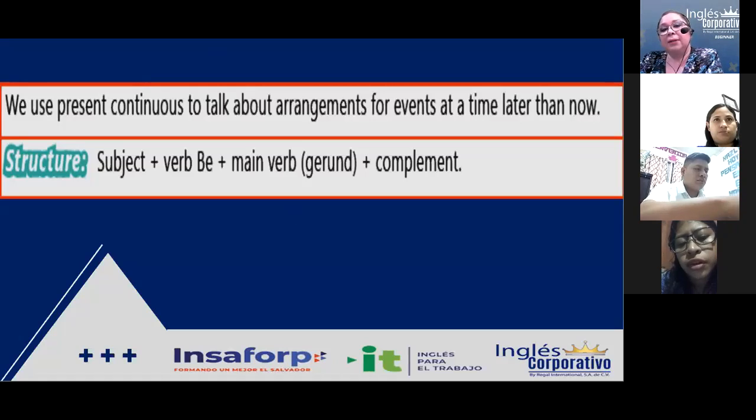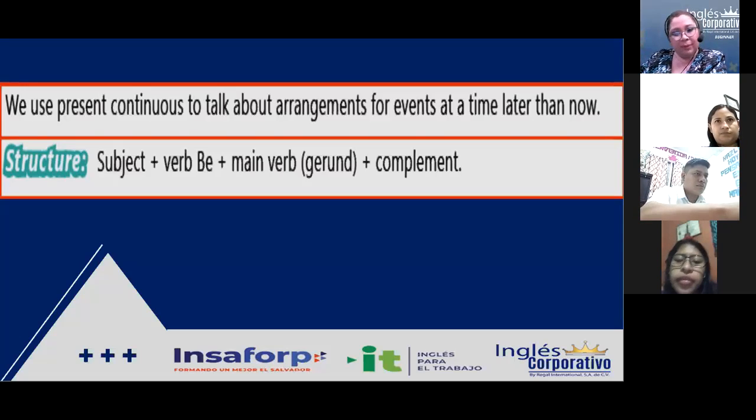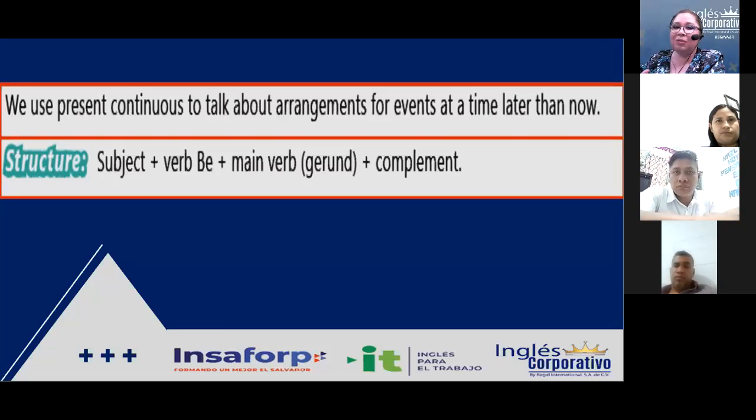And it says, we use present continuous to talk about arrangements for events at a time later than now. What is the structure of a sentence in present continuous? Obviously, we add a subject because we are talking about someone or something or an animal, and we add the verb be. The verb be is important. If it doesn't have the verb be and the main verb in ing form, it's not present continuous. So remember: subject, verb be, main verb in gerund form, plus the complement.